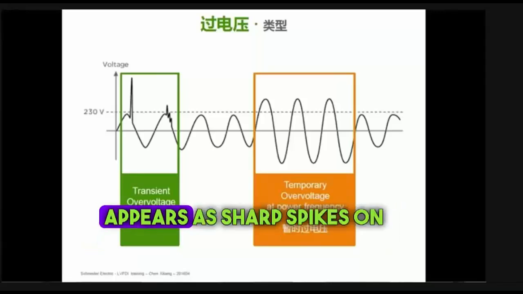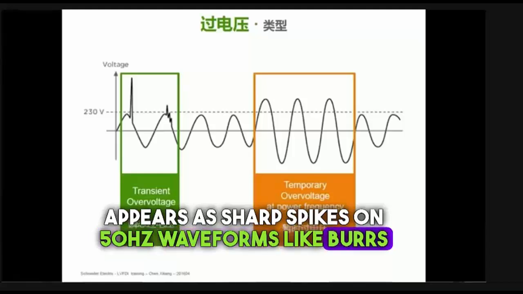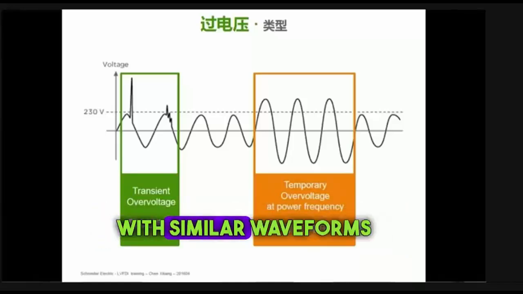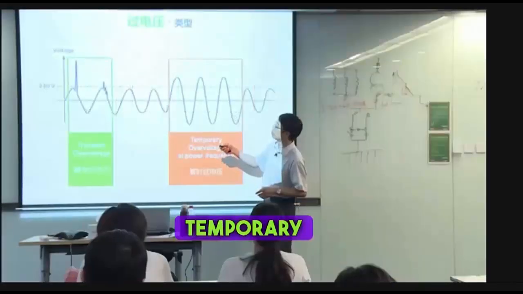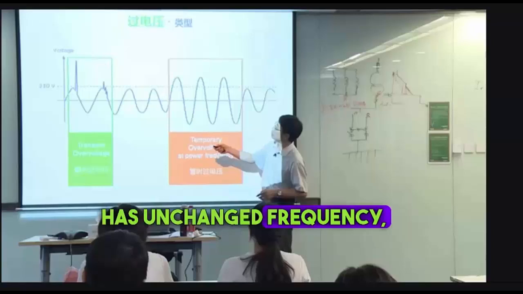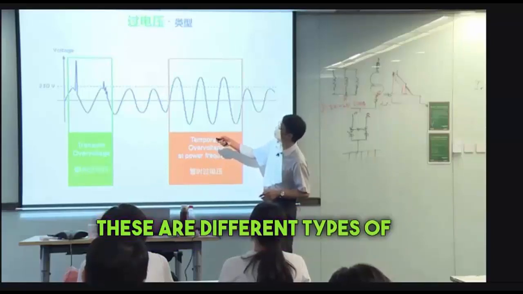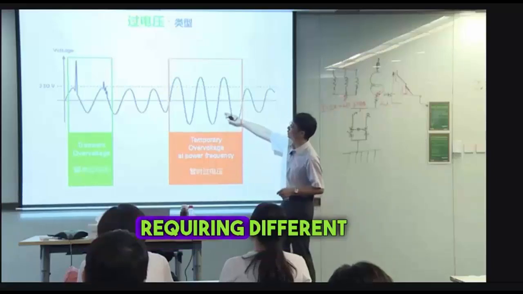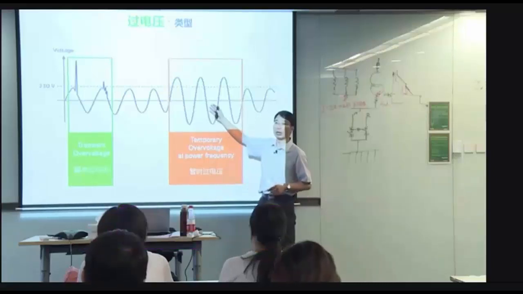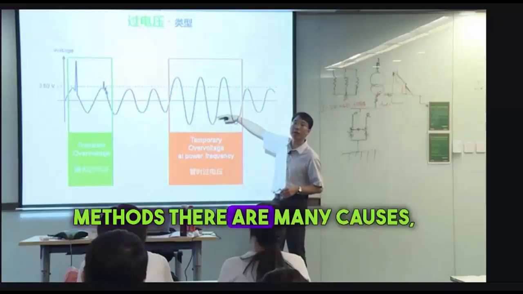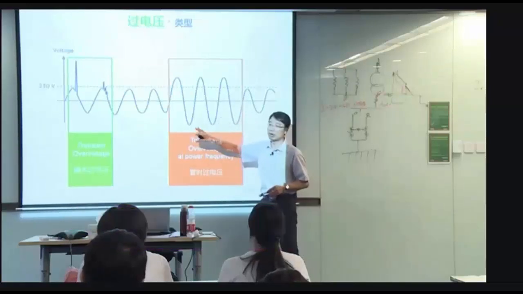Transient overvoltage appears as sharp spikes on 50 Hz waveforms, like burrs. Examples are atmospheric and switching overvoltage with similar waveforms. Temporary overvoltage has unchanged frequency, just higher amplitude. These are different types of overvoltage, requiring different protection. For temporary overvoltage, we use specific protection methods. There are many causes, which I won't detail.